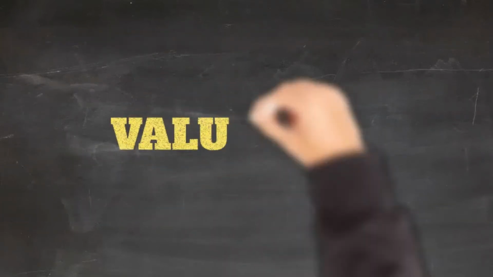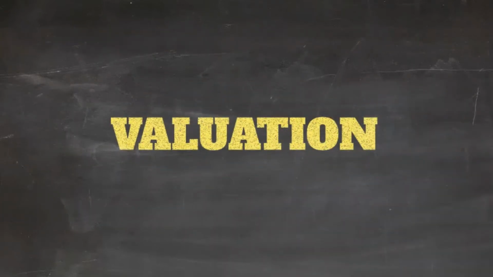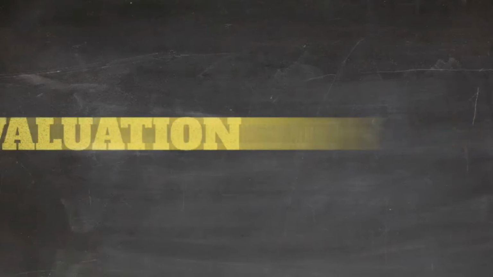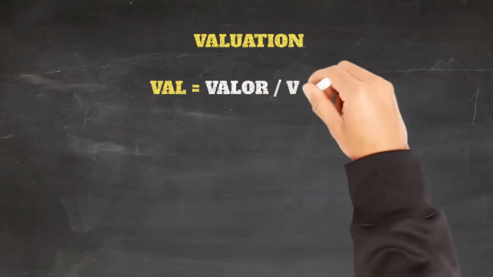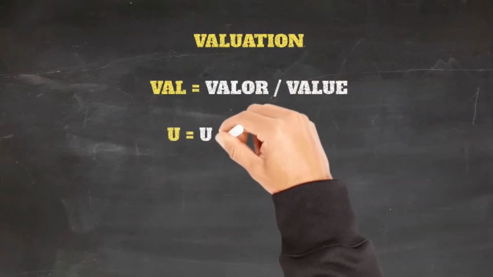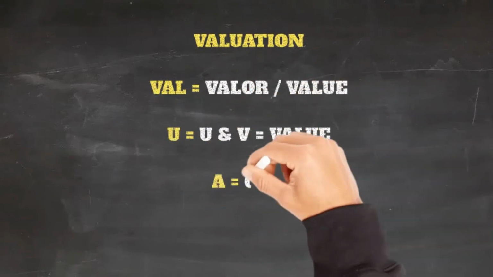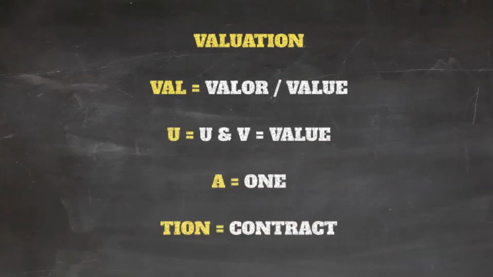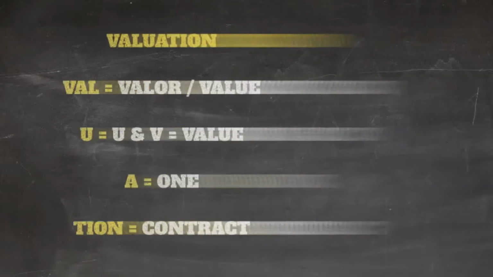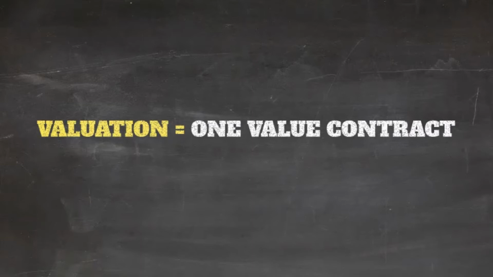Another example. Take the word valuation. Each syllable is a word. VAL equals valor, value. U and V are interchangeable, leaning towards value. A equals 1. TION equals contract. Valuation means one value contract.